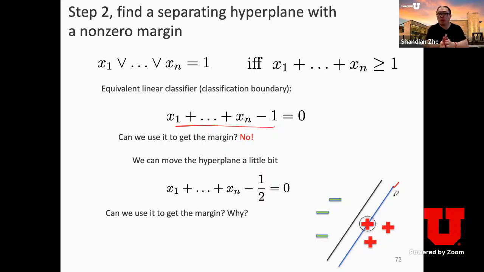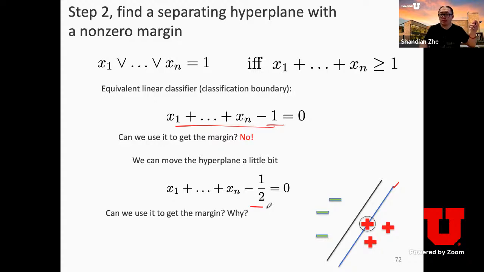How can we move that in parallel? Just like you said, right? We change the bias a little bit. So there are many choices right here. I just give you a simple choice where I just change the bias from -1 to -1/2.